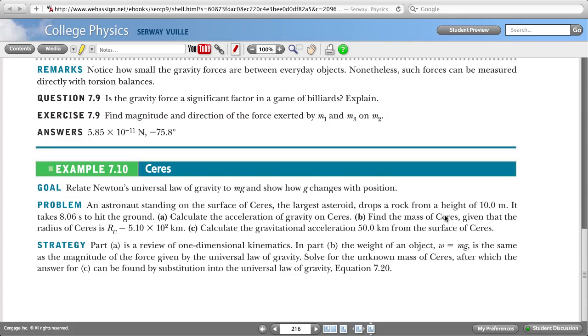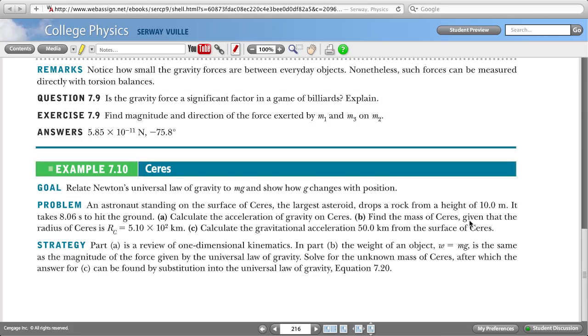Now, another one is we have an astronaut standing on the surface of Ceres, the largest asteroid. He drops a rock from a height of 10 meters. It takes 8.06 seconds to hit the ground. And they want us to calculate the acceleration of gravity on Ceres. So we have a distance, we have an initial speed of 0, we have a time. We should be able to calculate an acceleration from that. And that's exactly what we're going to try to do.